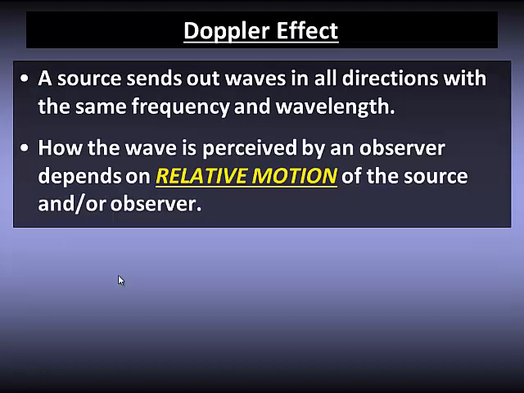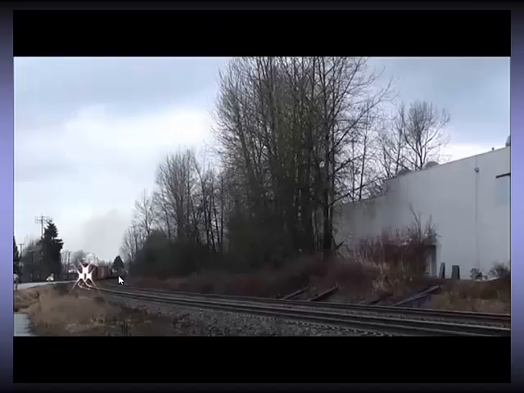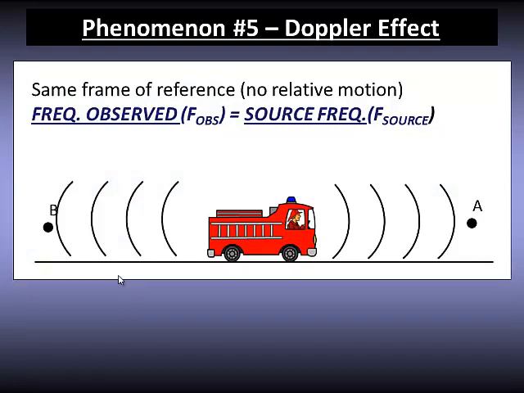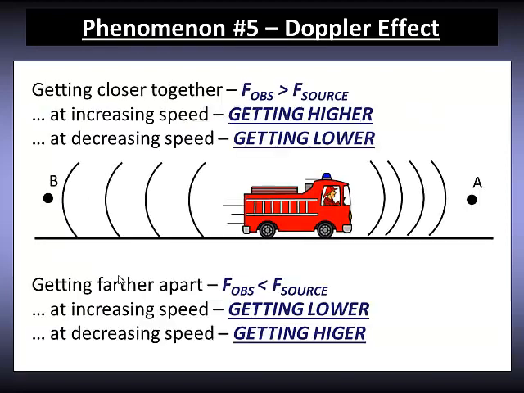The Doppler effect. A source sends out waves in all directions with the same frequency and wavelength. How the wave is perceived depends on the motion of the source and the observer, though. So, in an example, if you have a fire truck that's stationary, that's not moving, then an observer at point A and B will hear the same frequency. Alright? But if the fire truck is moving towards point A, the waves are getting closer together at point A.